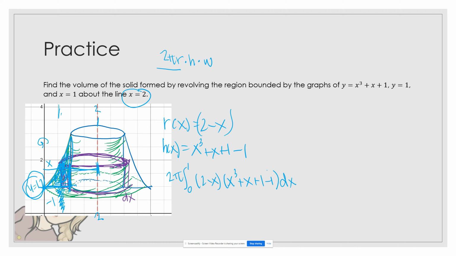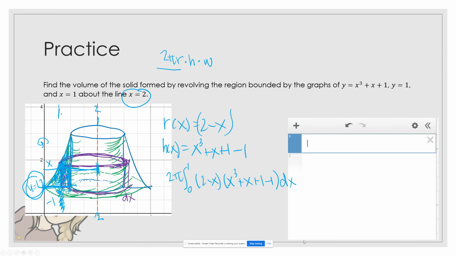Now, we could multiply this in, and we could do all of this by hand. If you're planning on taking the AP test, you should pause this video and do that for additional practice. But here, I'm going to use Desmos to solve this for us. So using Desmos, I'm going to plug in the 2 out front. I'm going to leave the pi out and add that later. I'm going to integrate from 0 to 1. And then it's going to be our radius, which is 2 minus x. We're going to multiply that by the height, which is x cubed plus x plus 1. And then we have to subtract that 1 from that y bound, dx.